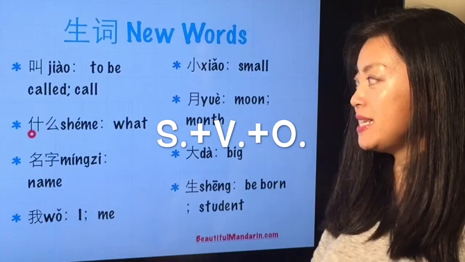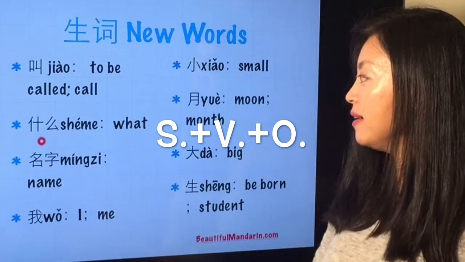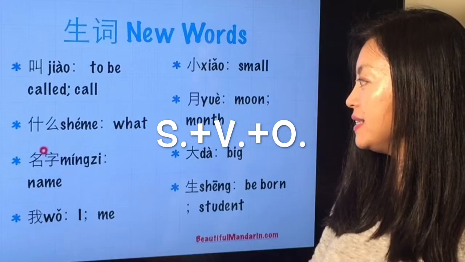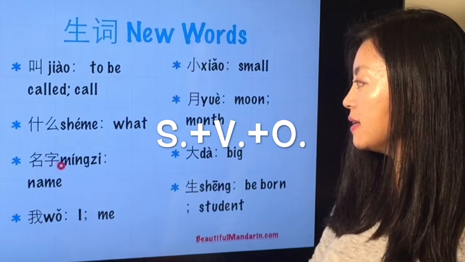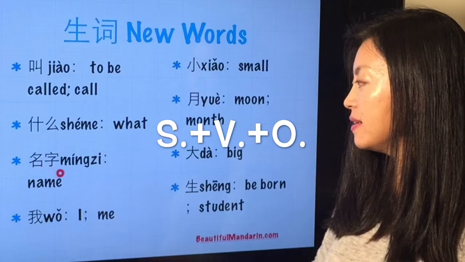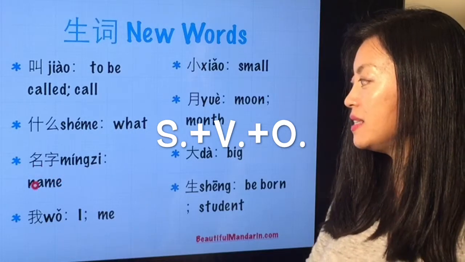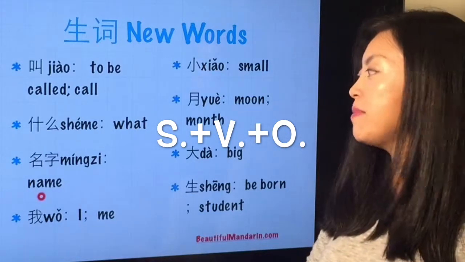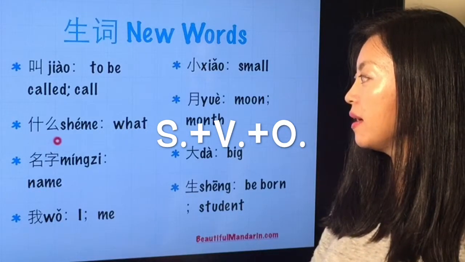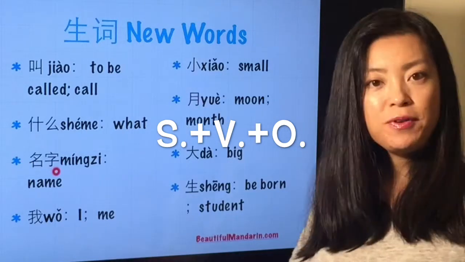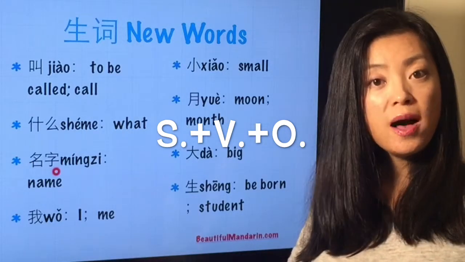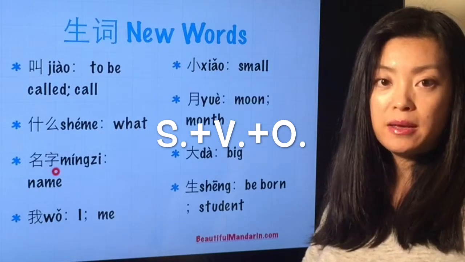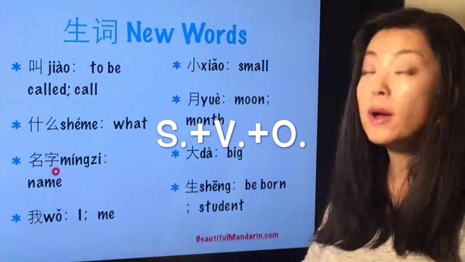Next one, 什么. 什么 means what. Next one, 名字, 名字. So, how to say what name? In Mandarin we say 什么名字. So if you want to make a sentence like, what is your name? Actually, in the Mandarin way, we say, you are called what name?